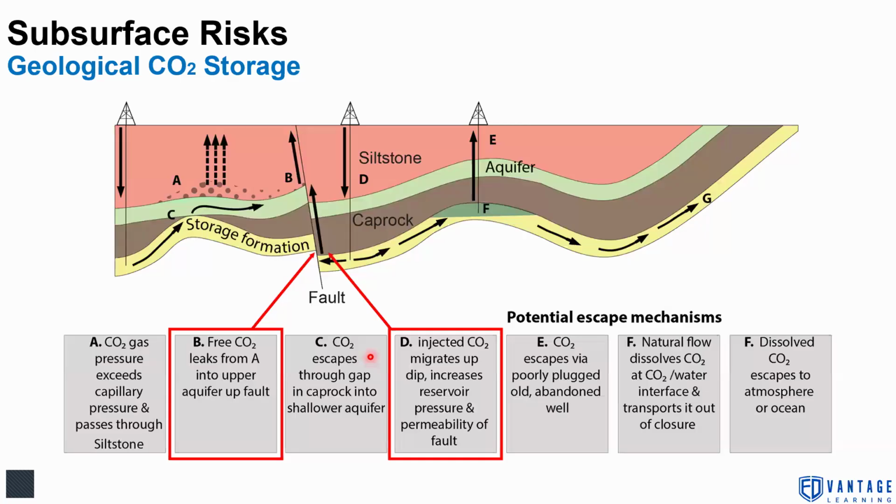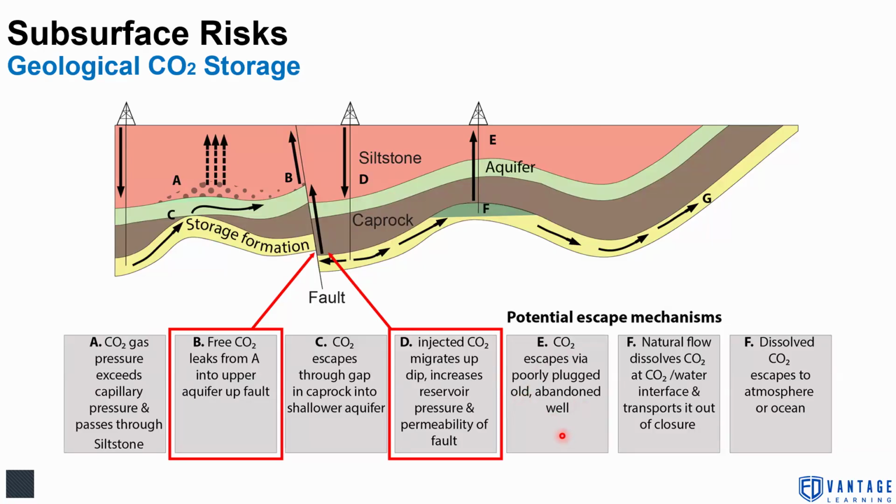CO2 can escape through a gap in the cap rock into a shallow aquifer, because the cap rock might generally not be intact, even though it has zero permeability. We may create artificial fractures, and that may lead to leakage. Also, in D, injected CO2 migrates up dip, right? It has less density and increases reservoir pressure and the permeability of the fault. And in E, you can see CO2 escapes via a poorly plugged old abandoned oil well.